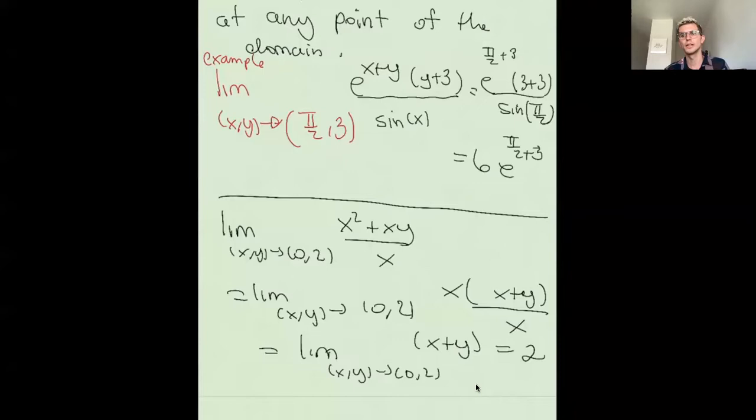So there are some problems which are in the middle of the road in terms of difficulty, where it's not as easy as plugging in directly, but it's not as bad as doing the squeeze theorem or trying different trajectories. You just need to simplify the expression a little bit, like factorization or things like that, so that you can find the value of the limit. Is that making sense?